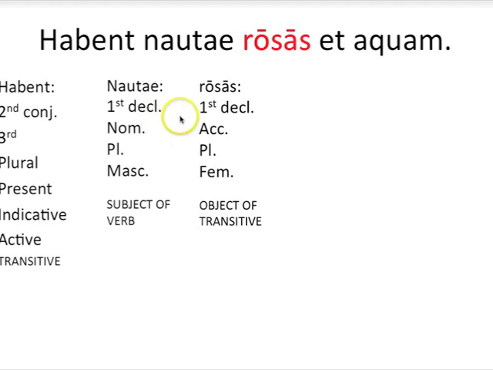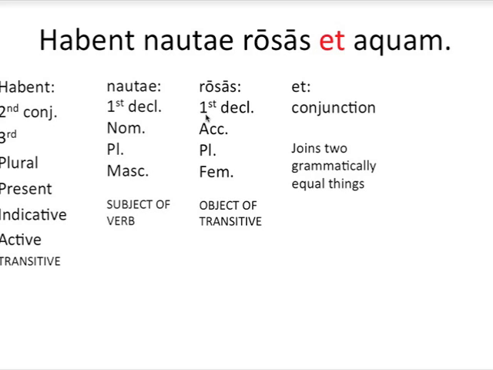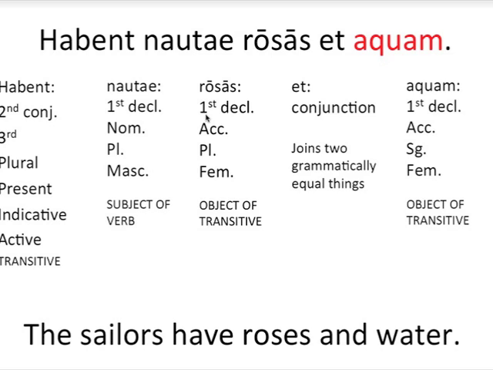Rosas is our next word. We know that it's a first declension, accusative, plural, feminine noun. Because it's accusative, and because we have a transitive verb, we know that it is the object of the transitive verb. Et is a conjunction. It joins 2 grammatically equal things. So we're either going to have a new subject or we're going to have a new object in the accusative. And we get aquam. Aquam is also a first declension noun, and it's accusative. It's singular and it's feminine. It is also the object of the transitive verb habent.